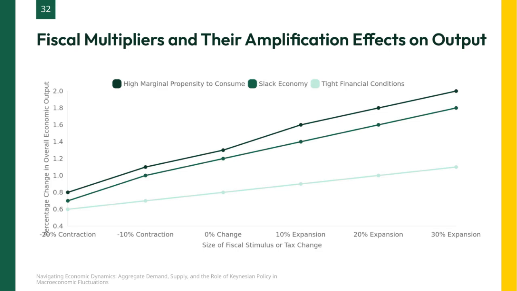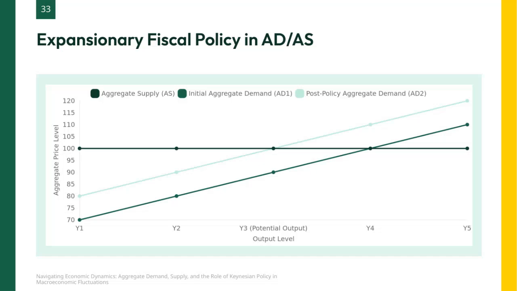On the other hand, tight financial conditions dampen the multiplier effect, with output growing only marginally, even at larger stimulus sizes. This chart highlights the crucial role of economic context in determining how effective fiscal policies are at stimulating growth. Understanding these amplification effects helps in designing targeted fiscal interventions that maximize economic output during different phases of the economic cycle.